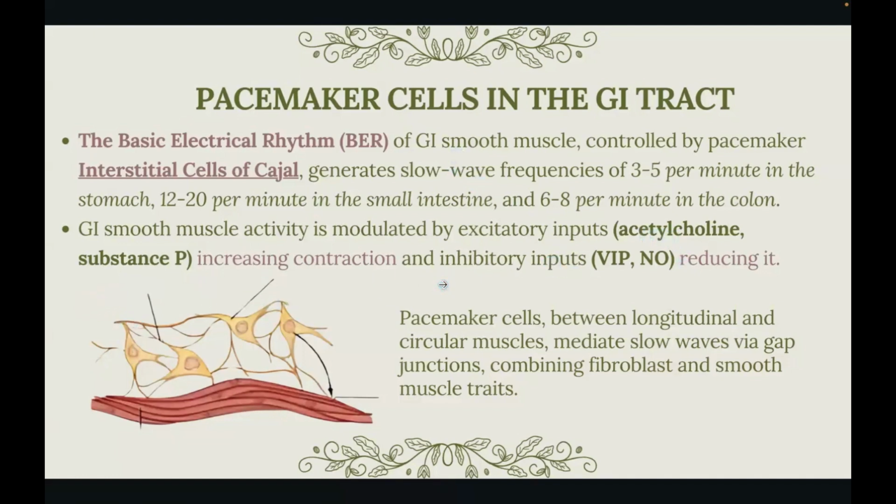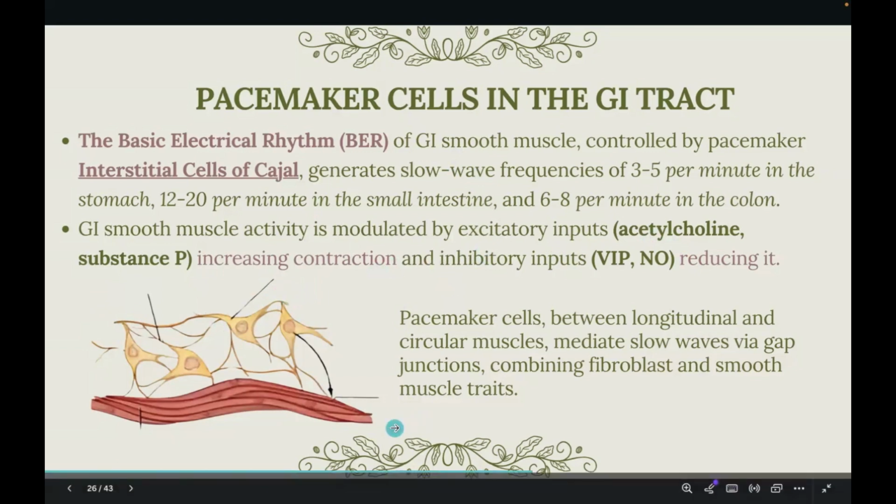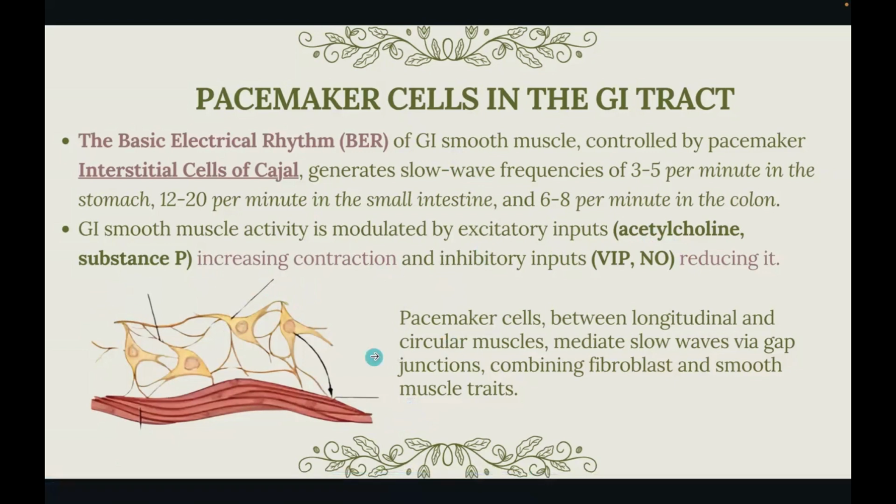and NO. And I want you to memorize these neurotransmitters like your name, because they're going to be mentioned over and over again in almost everything in your life, actually. But specifically for GI. So acetylcholine and substance P are released via the excitatory inputs to increase the contraction, and the inhibitory inputs will be VIP and NO, to reduce the contraction.